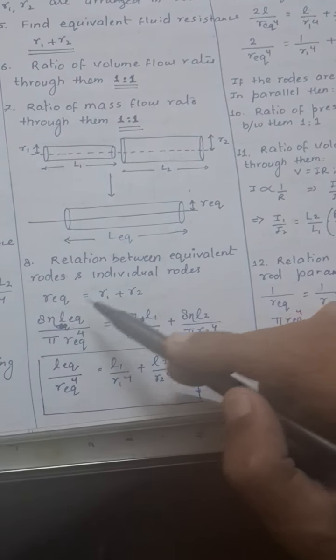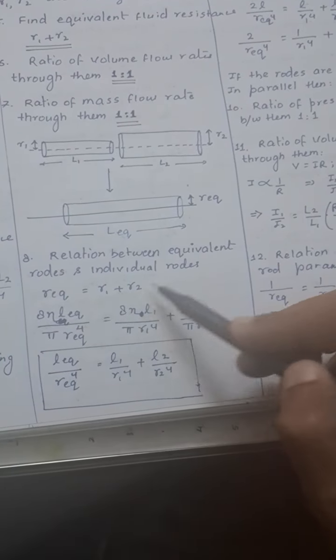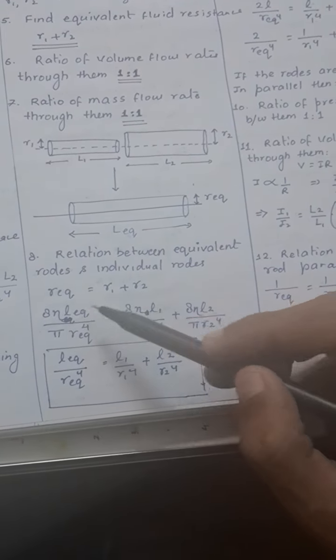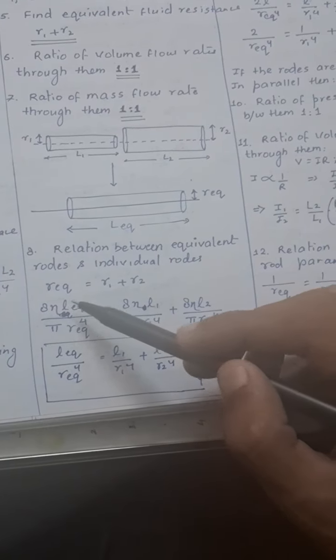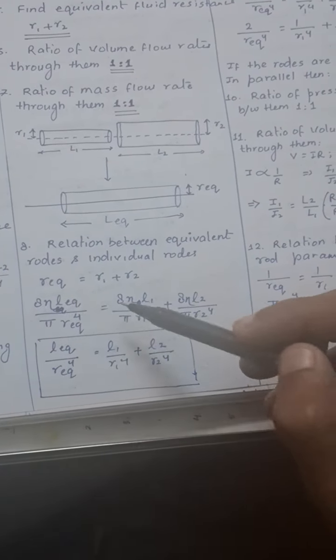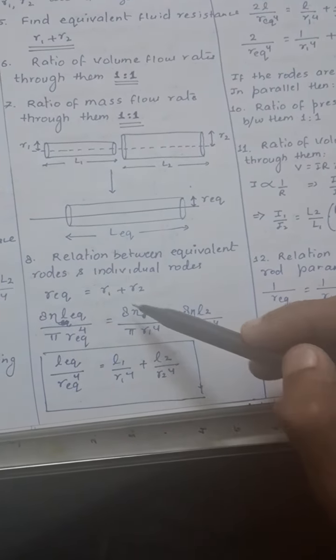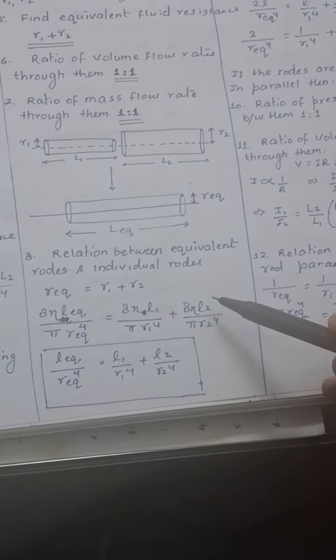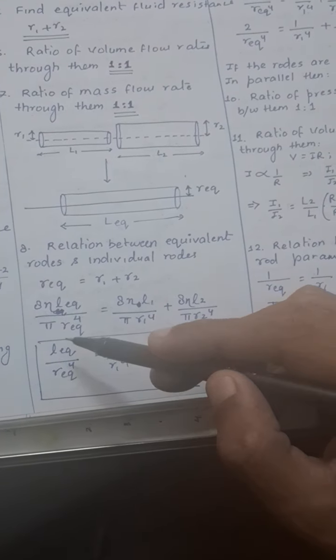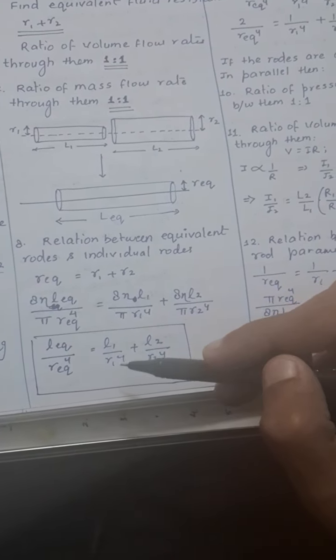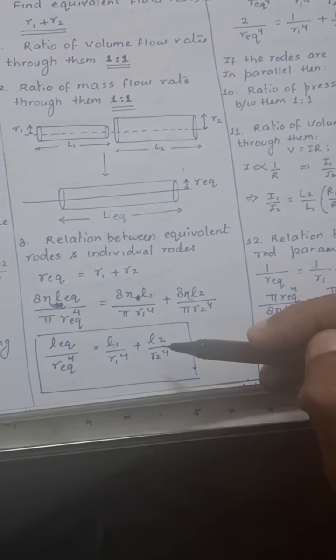We can say that in series combination, equivalent resistance will be R1 plus R2. Corresponding to the equivalent rod, we can say this is the resistance of the equivalent rod, this has the resistance of the first rod and this has the resistance of the second rod. So we have L equivalent by R equivalent 4 is L1 by R1 4 plus L2 by R2 4.